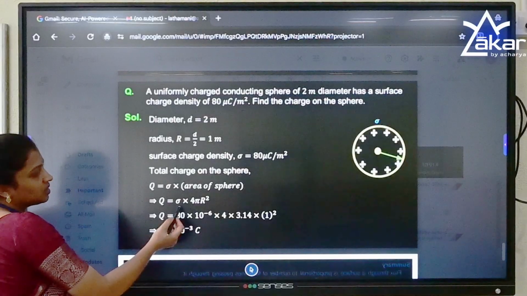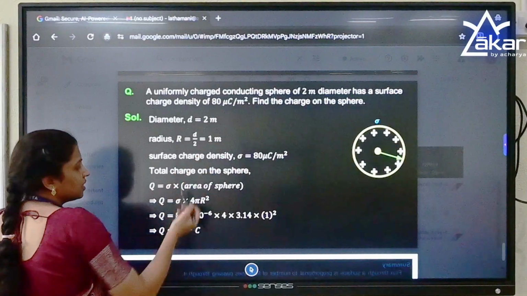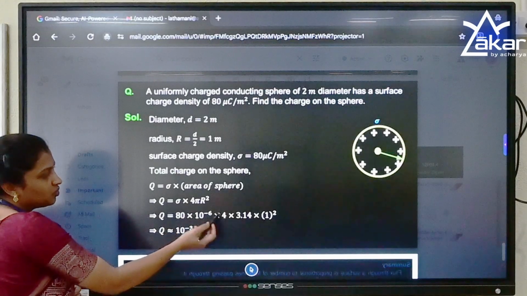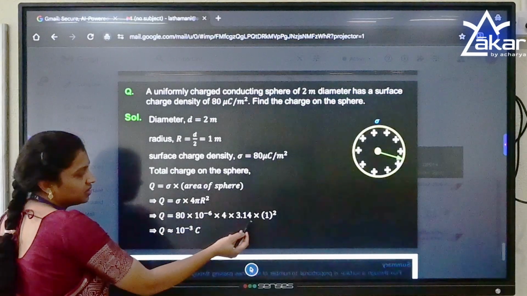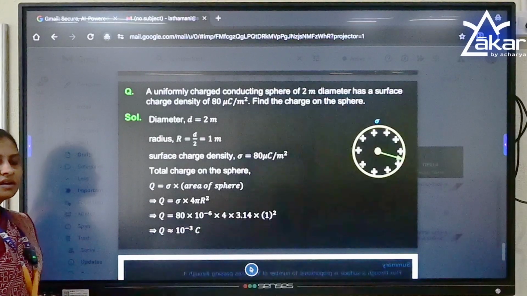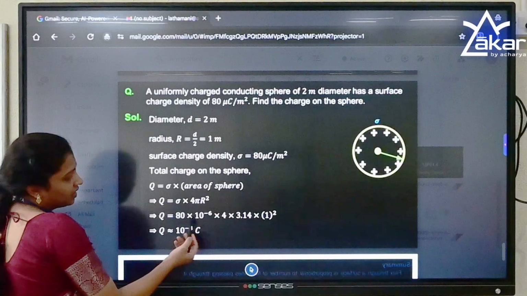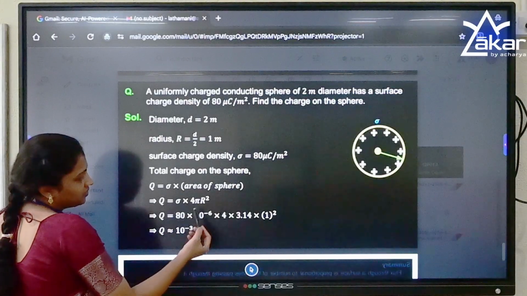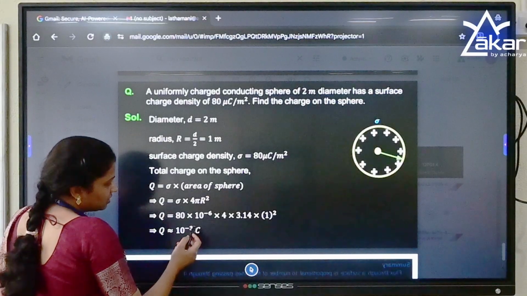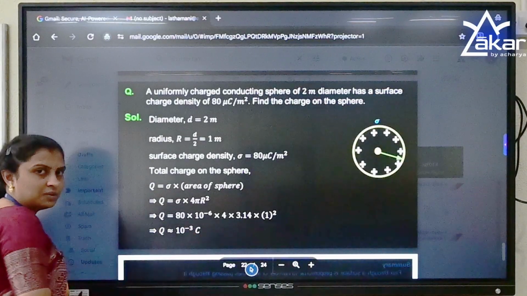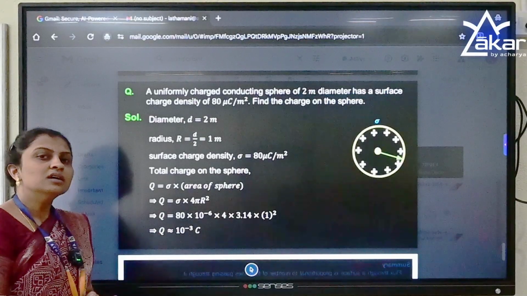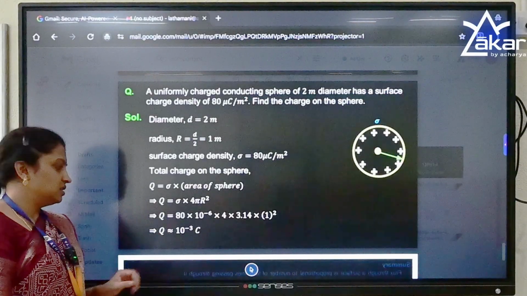Then Q is equal to, what is sigma? 80 micro, micro means 10 power minus 6, into 4 into pi, which is 3.14, into the radius 1 square. Then you can multiply 80 into 4 into 3.14 and multiply with 10 power minus 6. So you will get 10 power minus 3 coulomb. That is how we can find the charge from the surface charge density.